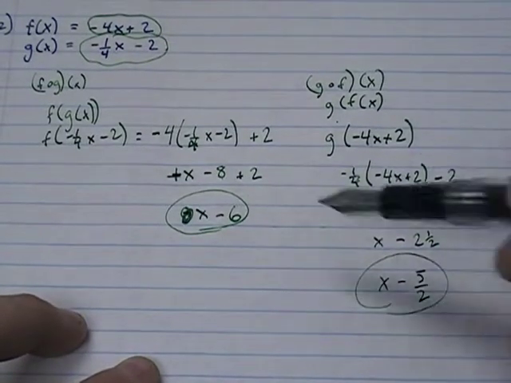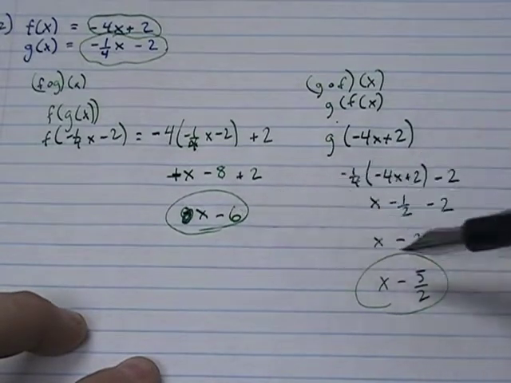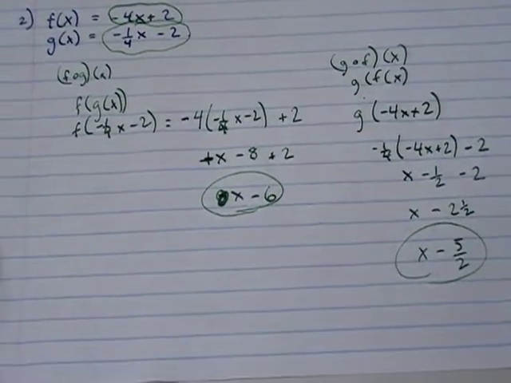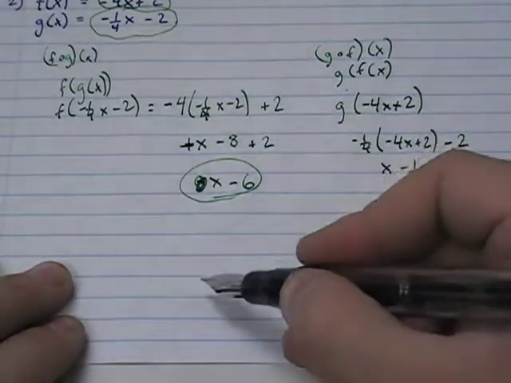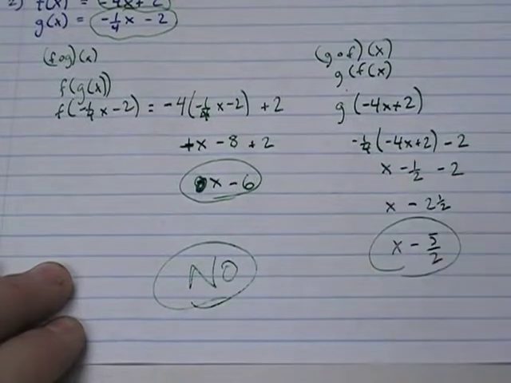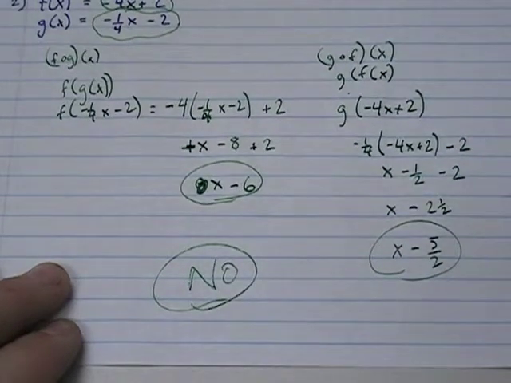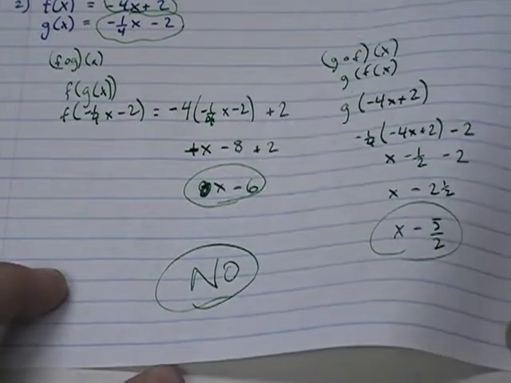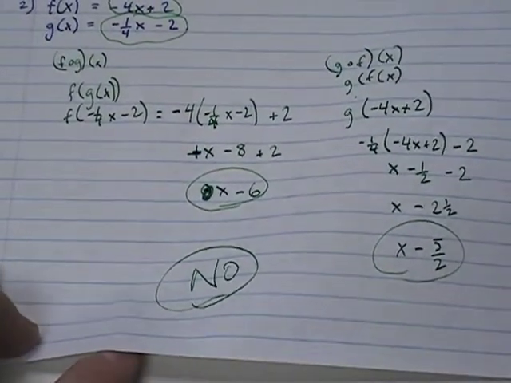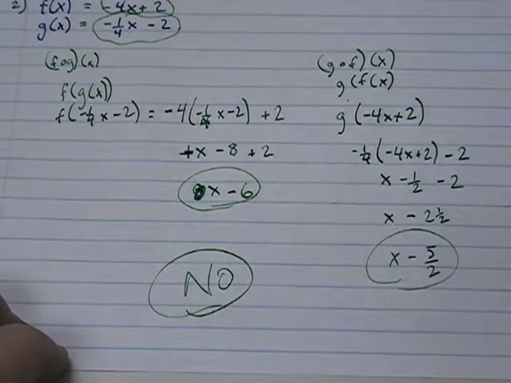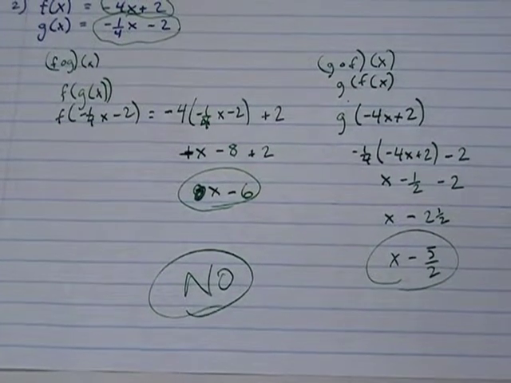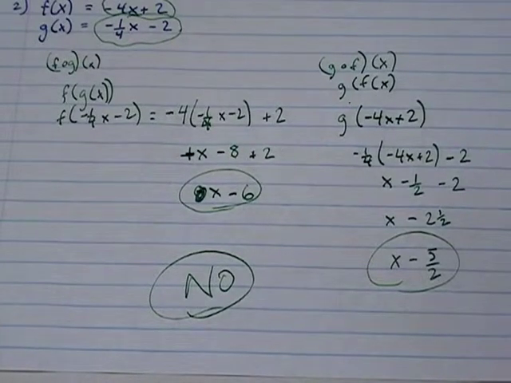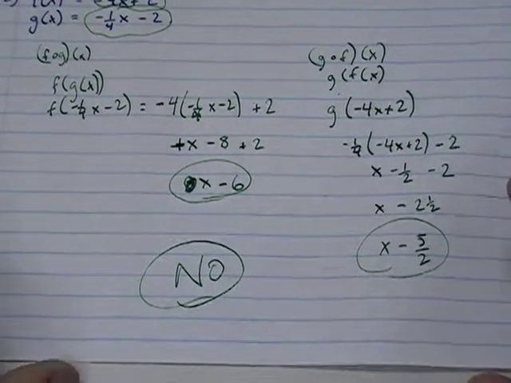It's 5/2. Notice that f of g and g of f are not equal. So the question is, are they inverses? And the answer is no. They are not inverses. So that's how you show algebraically if f and g are inverses: if the composition of the two functions is the same in either direction, so f of g and g of f are both equal, then those two must be inverses. If you have any questions, please let me know.